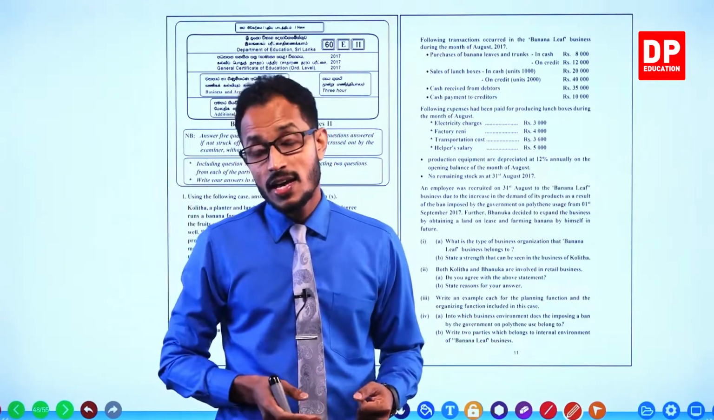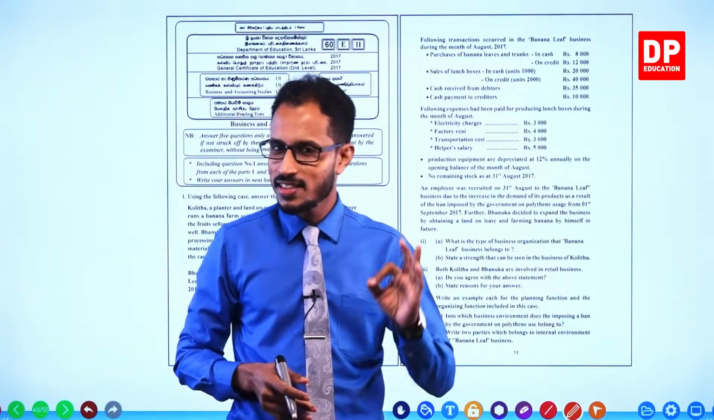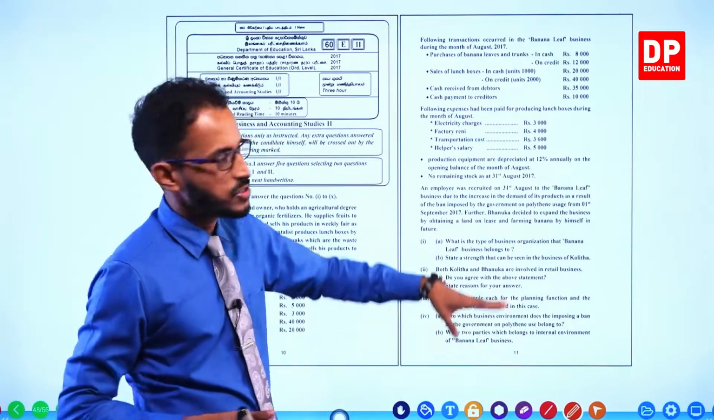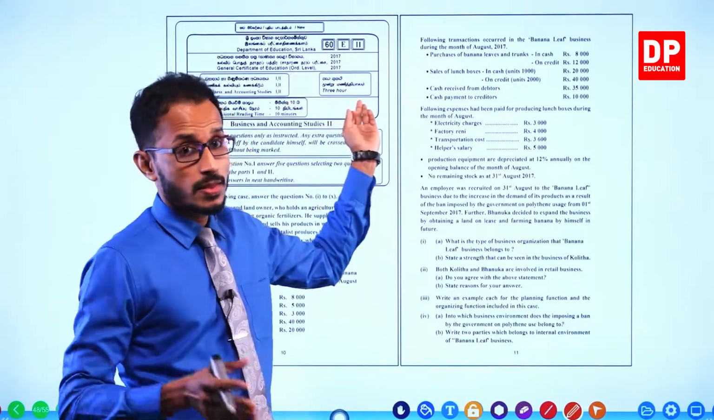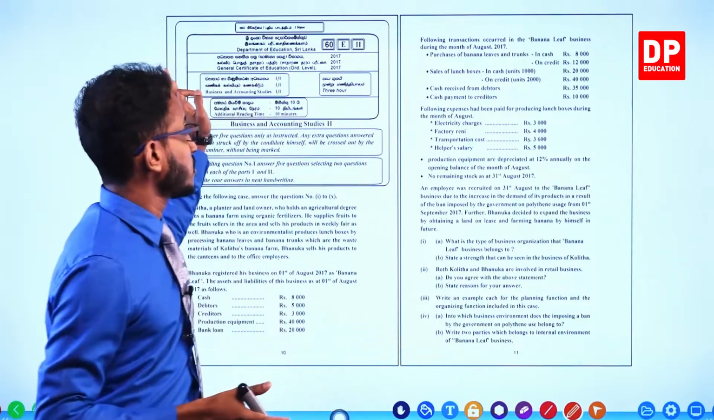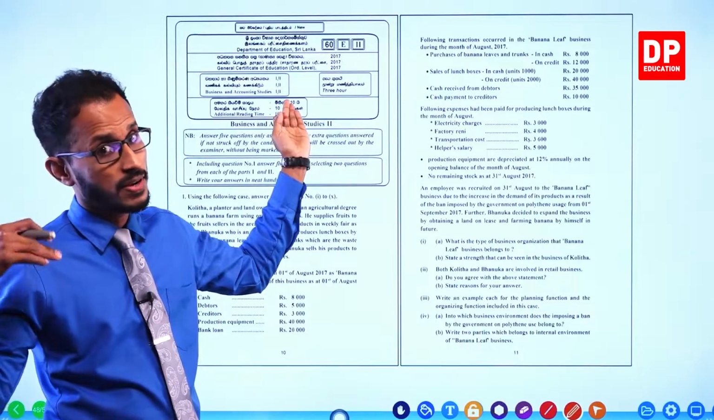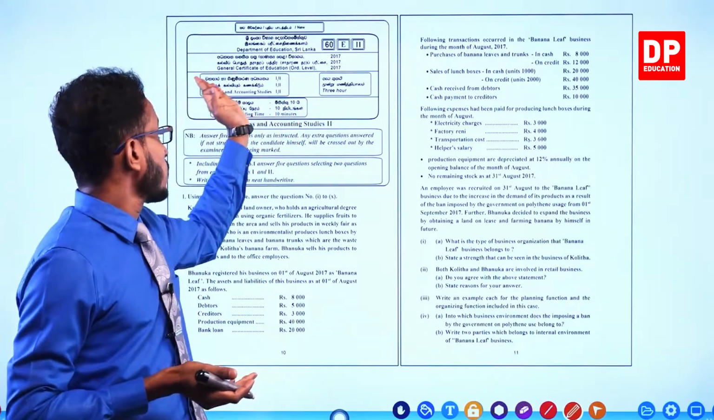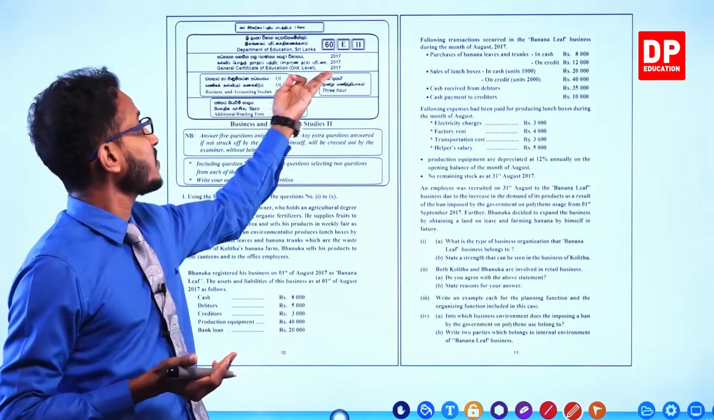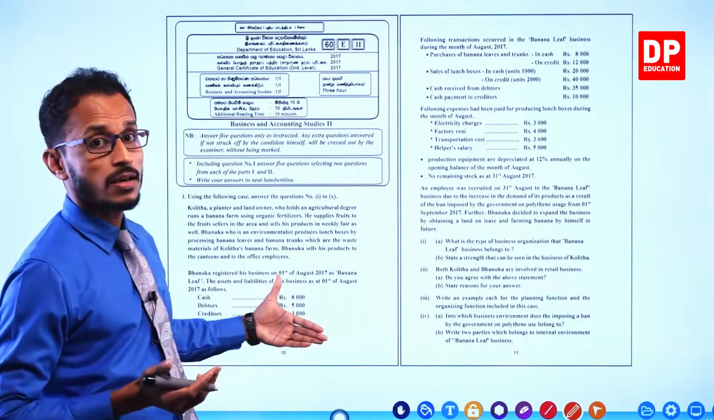Today, in this session, from this session onwards, we are going to start the past papers. Just like we did the 2016 paper in the previous session, we are going to start the 2017 Business and Accounting past paper.